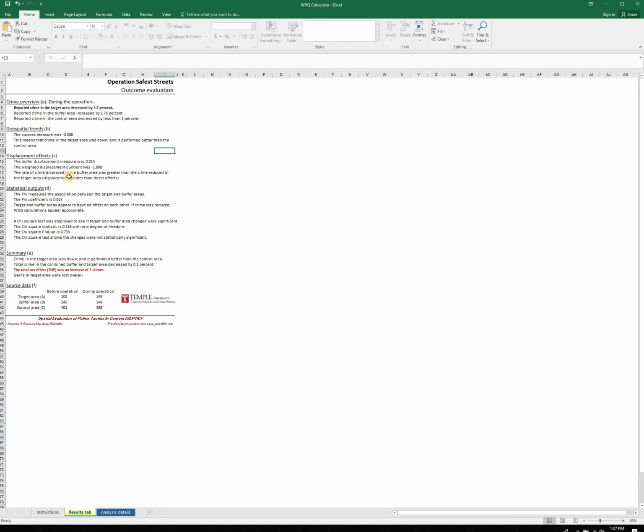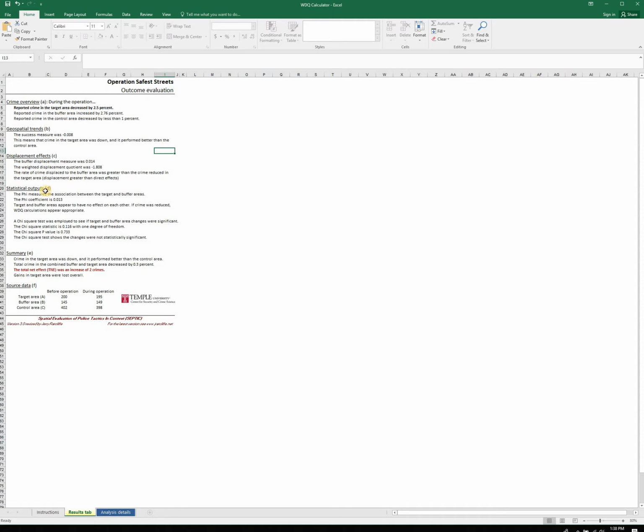So here we're seeing that the rate of crime displaced to the buffer area was greater than the crime reduced in the targeted area. And so what that means is that there was more displacement than there was a direct effect. Or in other words, crime went down a little bit in the areas that officers were working compared to the control areas, but crime went up more in the buffer displacement areas. So what that means is that the effect of our intervention was completely wiped out. We did not have a positive effect here.